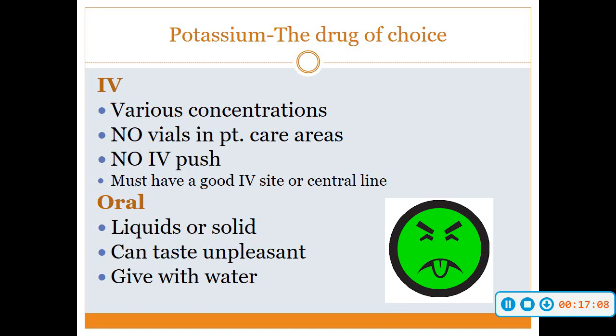Okay? So we typically give potassium 5 to 10 milliequivalents per hour. Okay? So in an IV, on a med-surg floor, 5 to 10 milliequivalents per hour. If you're in a critical care area and you have a central line, you can give it up to 20 milliequivalents per hour with EKG monitoring. But it has to be through a central line. It has to be with EKG monitoring.